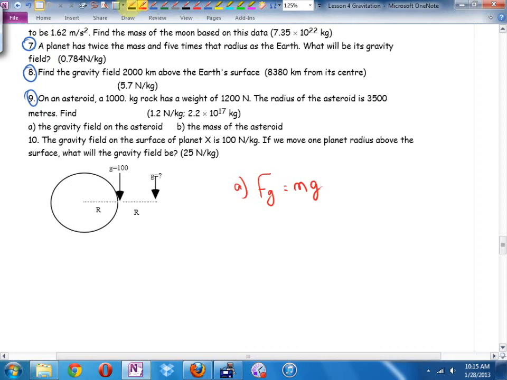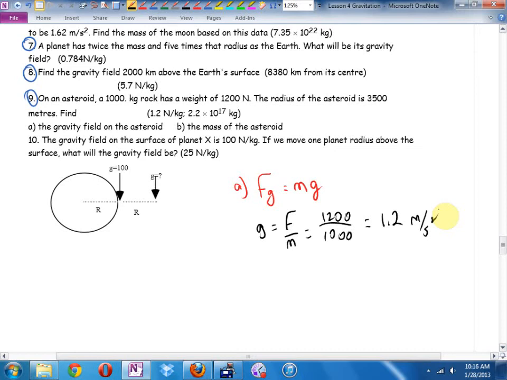And in A, if they want you to find the gravitational field, it's going to be the force divided by the mass. It's going to be 1,200 divided by 1,000. This particular asteroid has a gravitational field strength not of 9.8, but of 1.2 meters per second squared, which tells me it's way, way smaller than the Earth. You okay with that so far? Yeah.